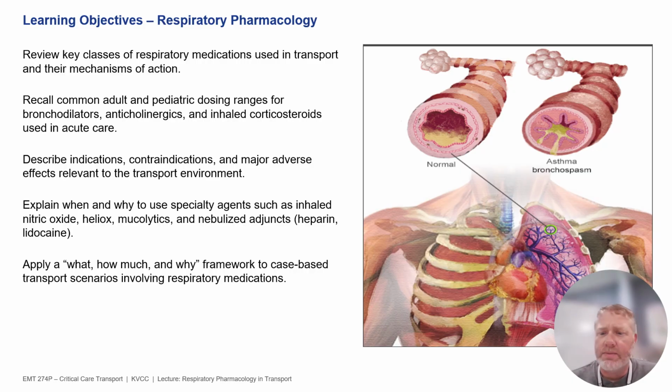Let me walk you through today's objectives so you know where we're headed. First, I want you to understand the mechanism behind each respiratory drug class. Not memorize every detail, but understand why a beta agonist exists and why it does what it does versus an anticholinergic medication. Second, I want you to know typical dosing ranges for the agents you'll use most, especially albuterol, ipratropium, inhaled corticosteroids, etc. Third, I want you to recognize the key adverse effects to watch for during transport because you may be one of the first to catch them.